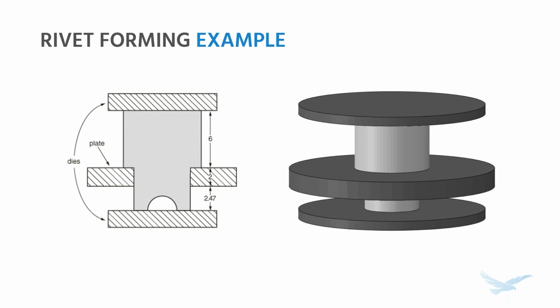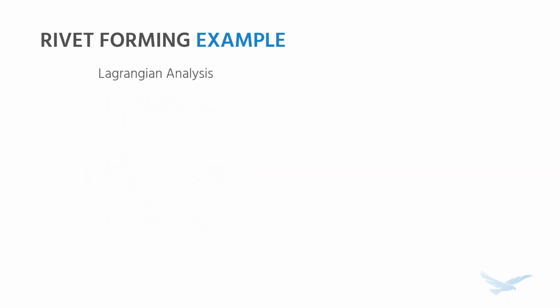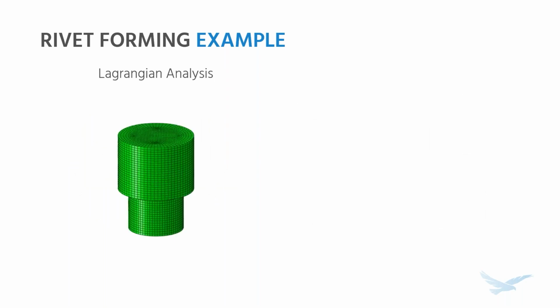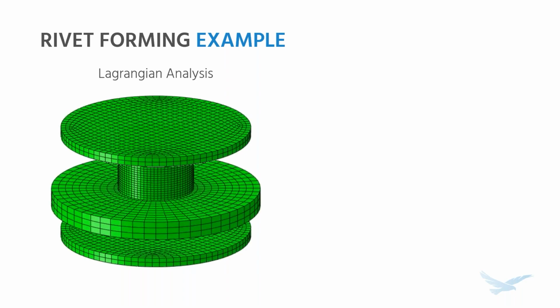We've got a rivet blank, and we're going to be taking the top and bottom dies and moving those in to compress and squish that around the plate in the center. If we were to tackle this with a pure Lagrangian mesh, this is what the mesh on the rivet blank would look like. And then we'd have our mesh on the plate and dies.